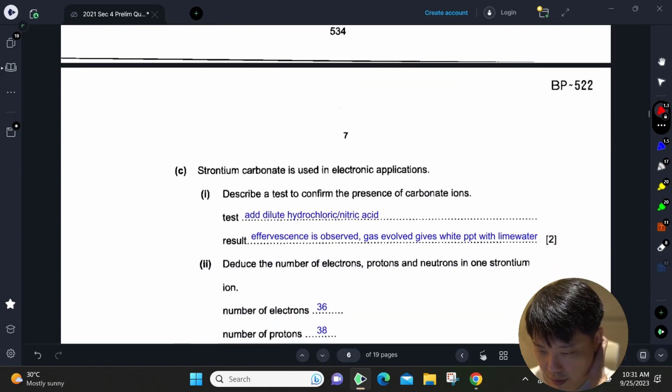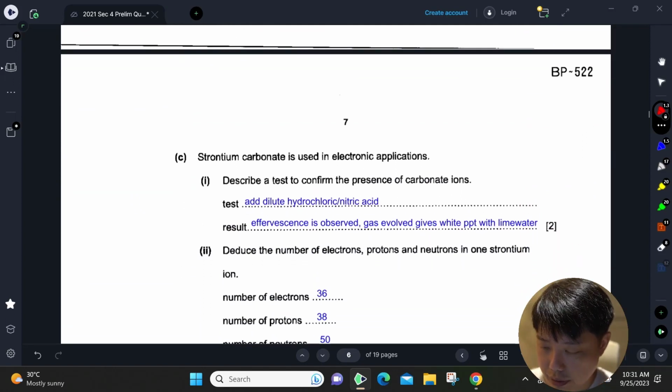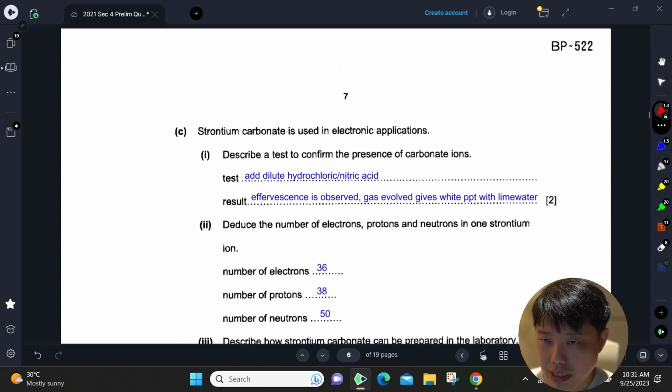Strontium carbonate is used in electronic applications. Describe a test to confirm the presence of carbonate. The easiest test we want to use here is your dilute acid, mineral acid. So you can use HCl, HNO3, both are fine. When you add the acid to the carbonate, all carbonates will break down and release effervescence of CO2. Okay, so carbonate will break down to CO2, and the gas evolved will give you a white ppt with your limewater, aka your calcium hydroxide.